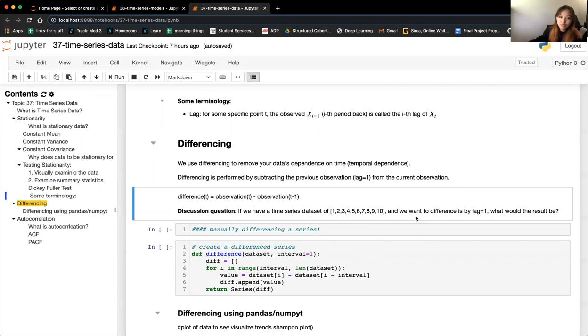As a really quick question, if we have a time series data set that goes up in a straight line over 10 days in a row, from 1, 2, 3, 4, 5, 6, 7, 8, 9, 10, so the price increases by 1 every single day, and we want to difference by lag equals 1, what would the result be? Any guesses or ideas?